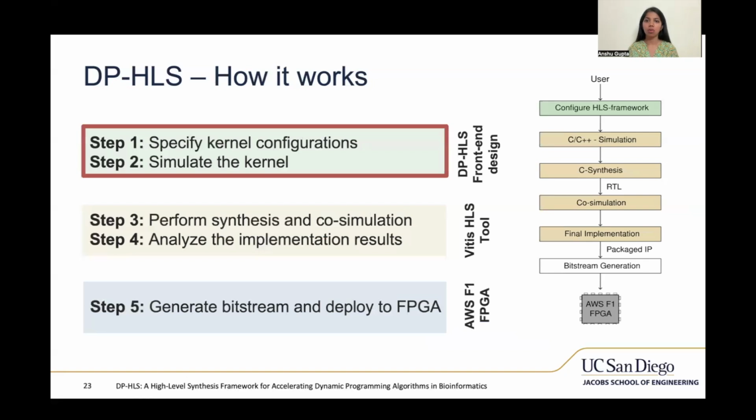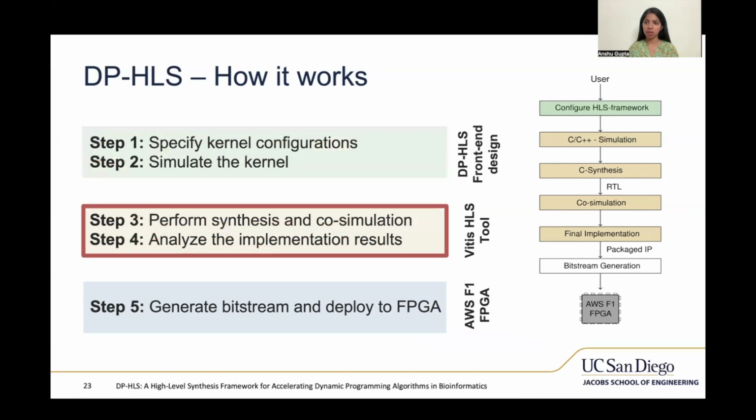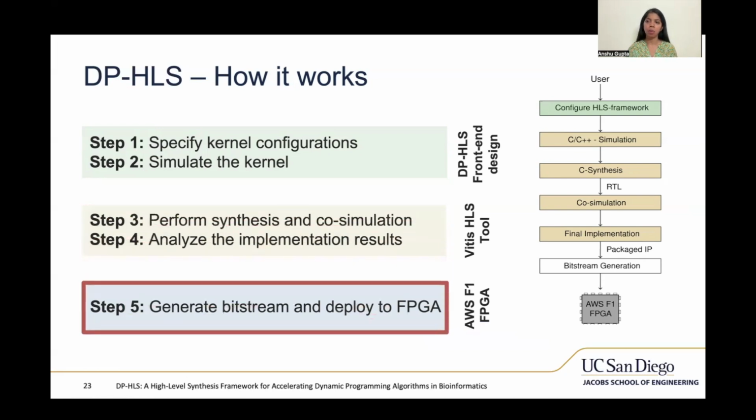So let's understand how DP-HLS works. The first step is to specify the kernel configurations, or the design constraints, by the user, and then the kernel will be simulated. This is all done by the front-end part of DP-HLS. Then we perform the synthesis and the co-simulation, and the user can analyze the final implementation results, which is done by the Vitis HLS tool. And once the final implementation is done, it generates the bitstream and is finally deployed to the FPGA.